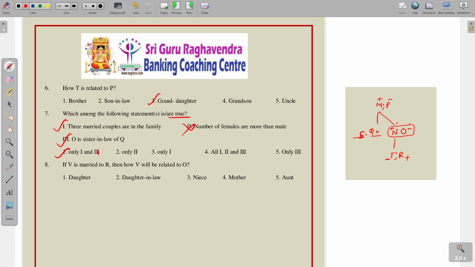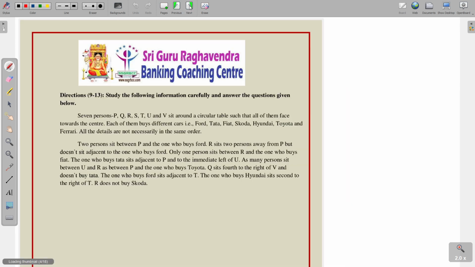Next point, if V is married to R, how is V related to O? So V is married to R, R is the male candidate, it means V is the female candidate. How is V related to O? Definitely daughter-in-law.